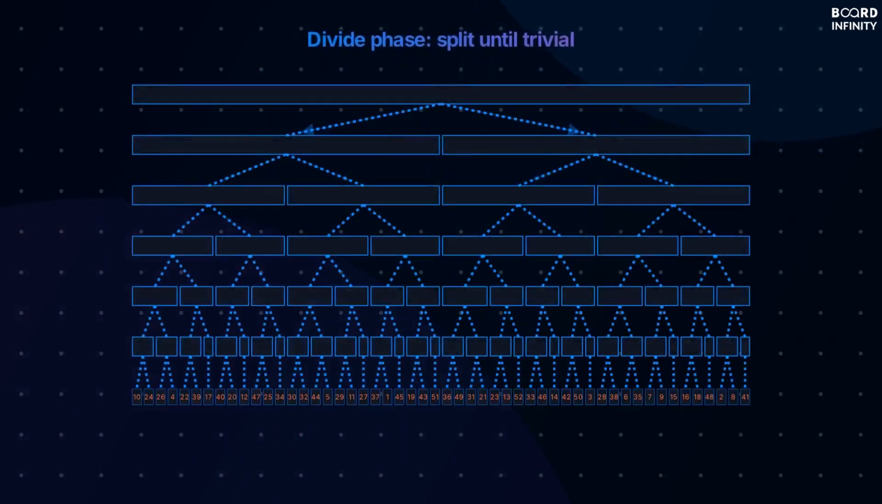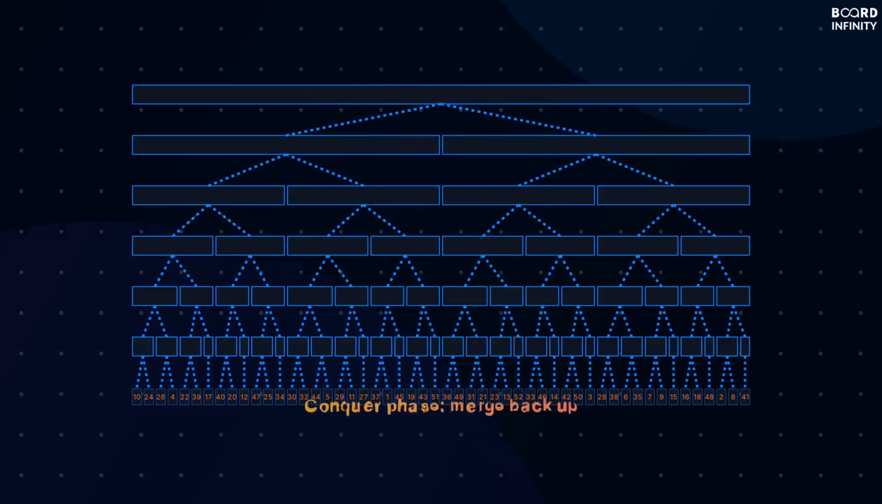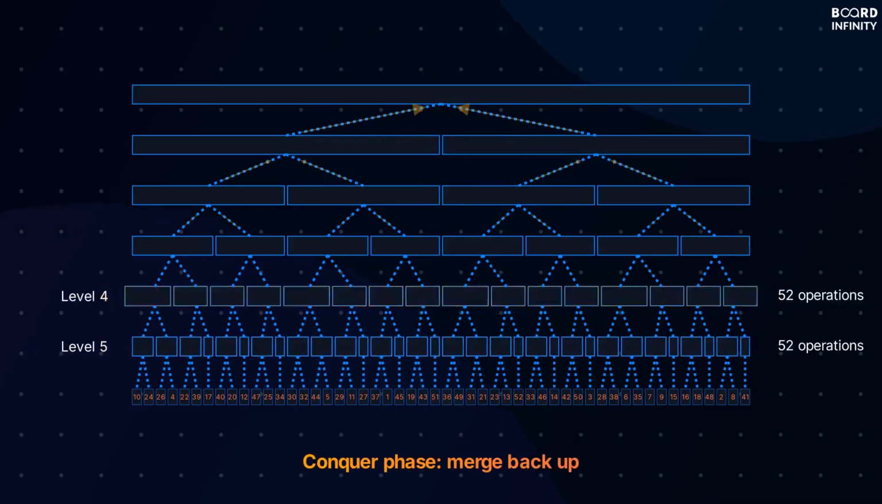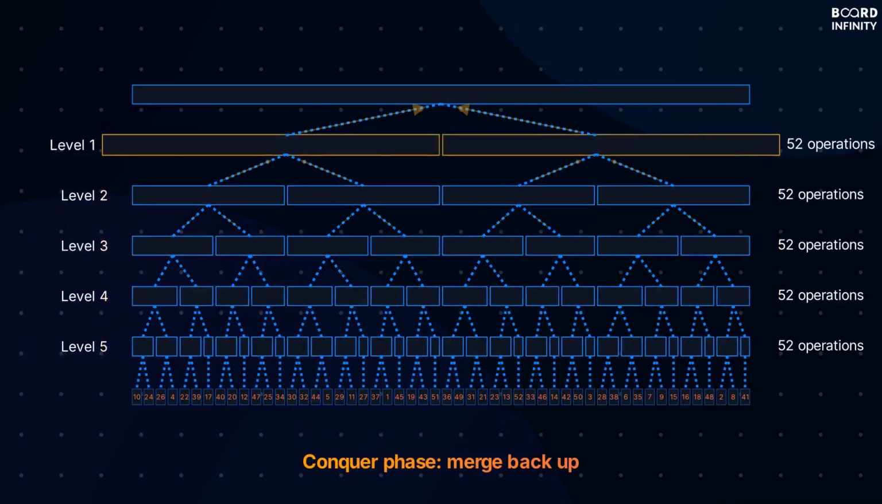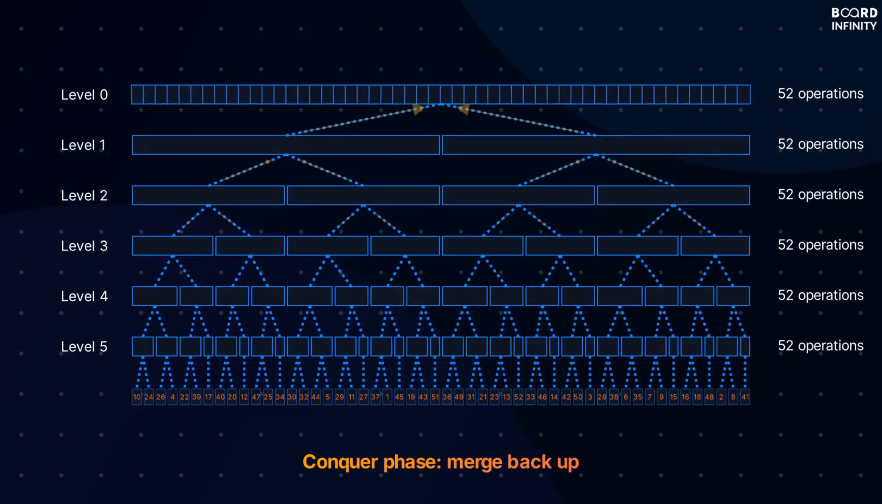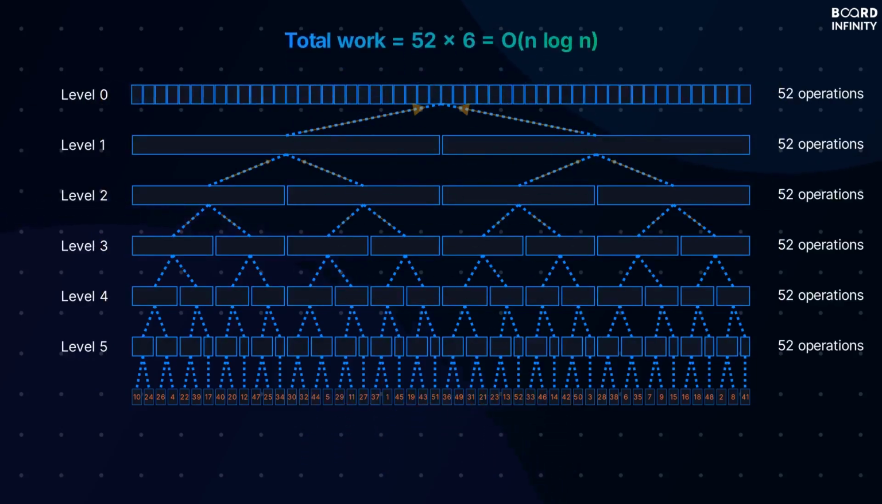Here we see the complete divide and conquer process in action. First, the divide phase recursively breaks the problem down, splitting the data until each piece is trivial, like a single card. Then, the conquer phase efficiently merges these sorted pieces back together, level by level, until the entire dataset is sorted. This structured approach is what gives us the impressive order n log n efficiency.